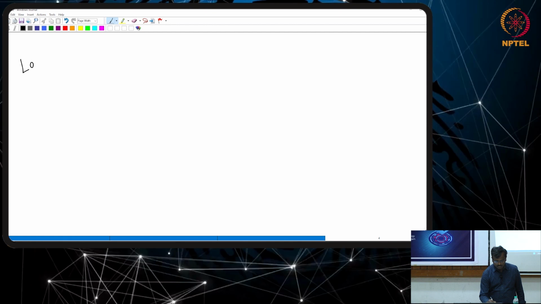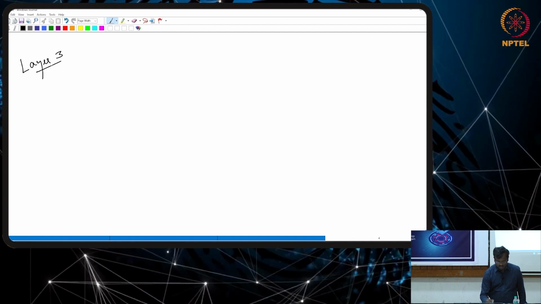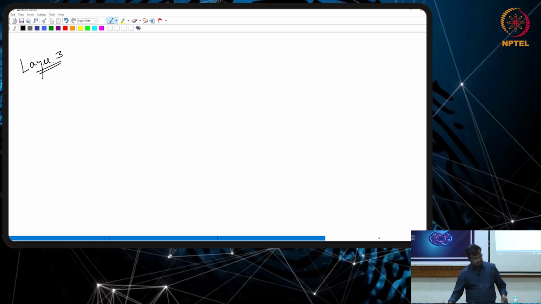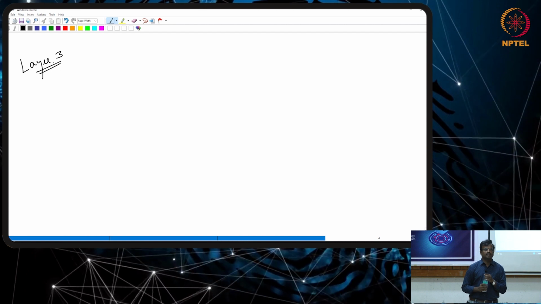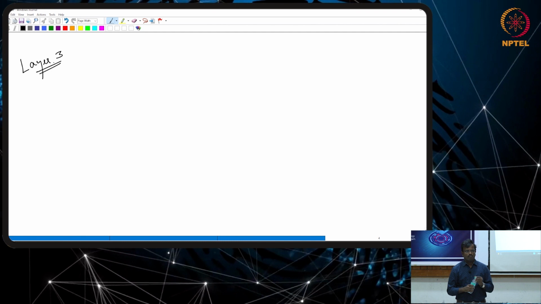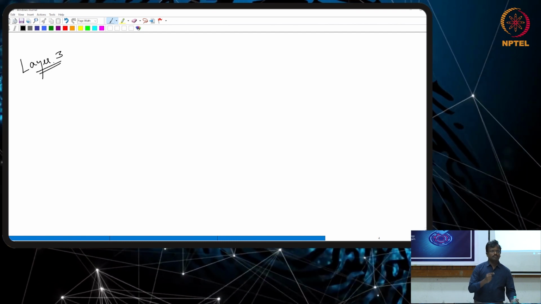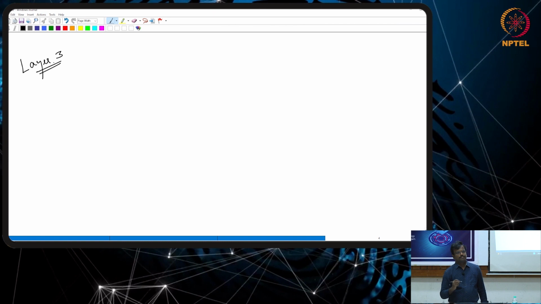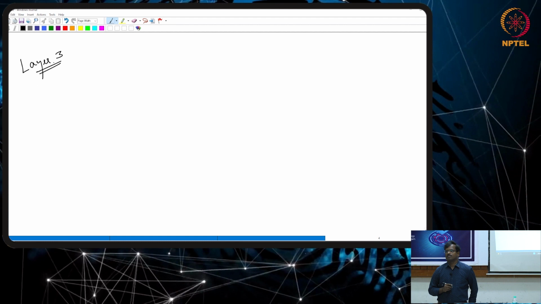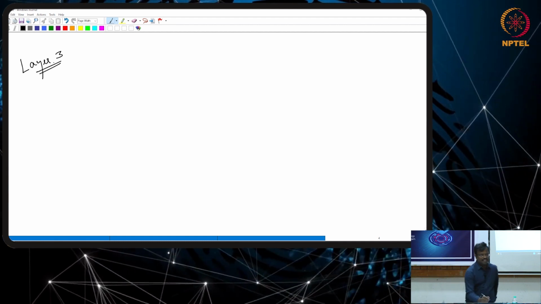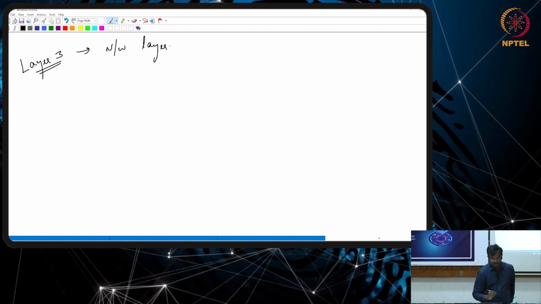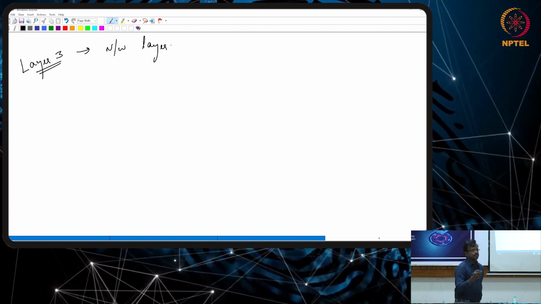Let's look at layer 3. Okay, why do you need a layer 3? What is the protocol that is running in layer 3? Can you name the protocol? TCP is a transport layer protocol. What is layer 3? Yeah, somebody said.